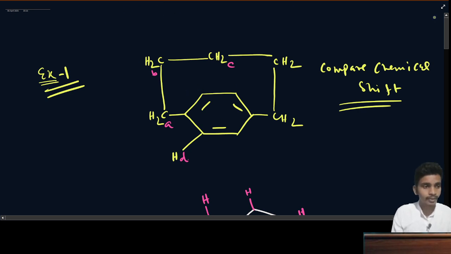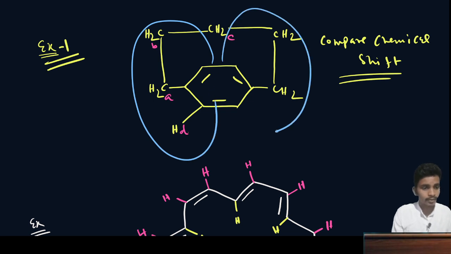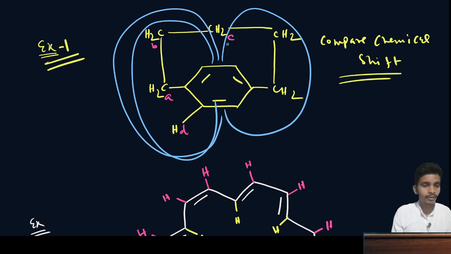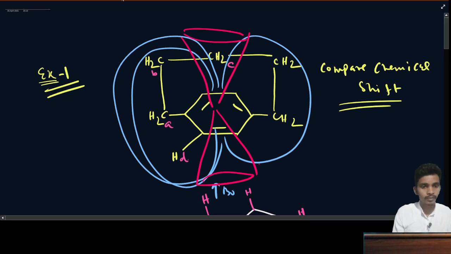For aromatic systems, what we have seen is that the induced magnetic field is in this direction. Okay, and you are giving B naught in this direction. So if you draw the cone here, the cone will be like this, and the cone will be like this. Okay, and note one point here.